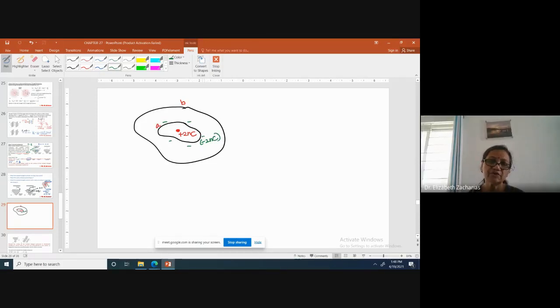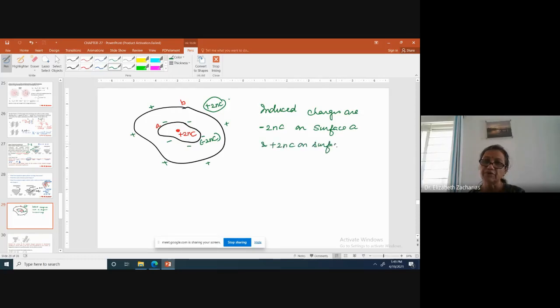So as a result, what is happening? There is a deficiency of negative charge on the other side. So therefore what will happen? You will have plus 2 nanocoulomb on the outer surface. So therefore, you can see that the induced charges are minus 2 nanocoulomb on surface A and plus 2 nanocoulomb on surface B.